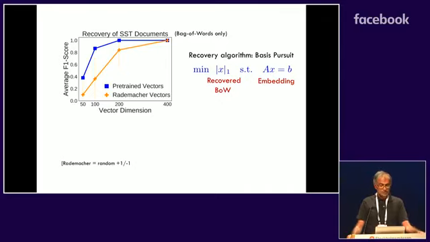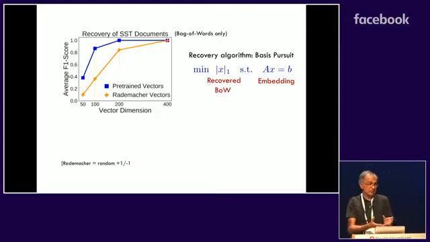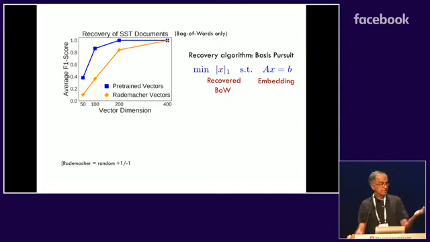So we use the canonical sparse recovery algorithm, basis pursuit, where you're trying to find X, the bag of words vector, and you're minimizing its L1 norm, which is the relaxation of the number of coordinates that are non-zero, such that A times X, for the vector X you're finding, should be the embedding you're given, the sum of word embeddings. So that's a recovery algorithm.